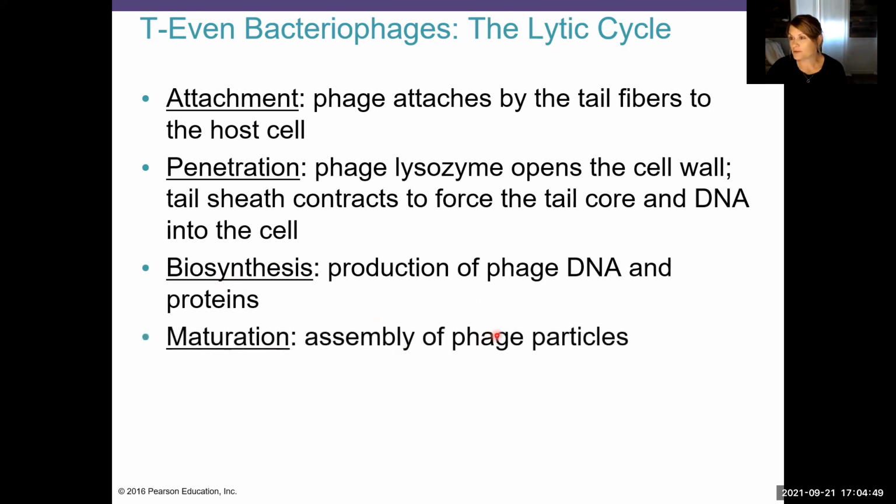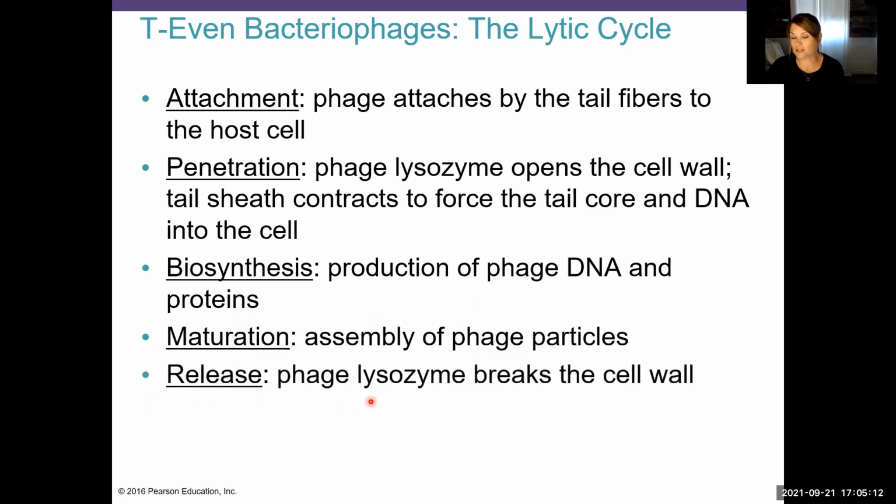Then they assemble all those particles together to make new phage particles. So the new DNA and the new proteins all get manufactured together, kind of like an assembly line in a manufacturing plant, right? Where all the parts are made by somebody else, but then at some point they all get put together. So that's called the maturation step. And then exit or release, right? So now the phage lysozyme breaks the cell wall again, and all of the new phage particles release all at once, and the host cell dies. All those new phage particles, you guys, go to find new susceptible bacterial cells to infect them.